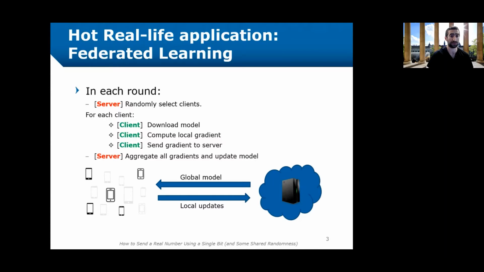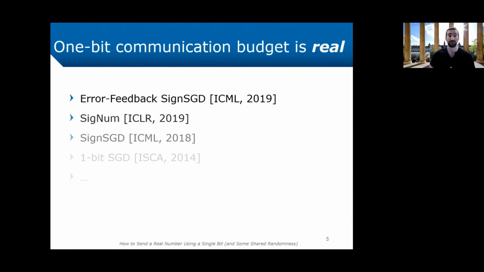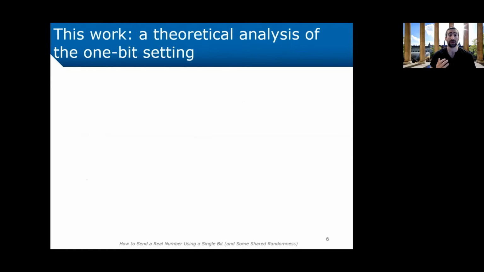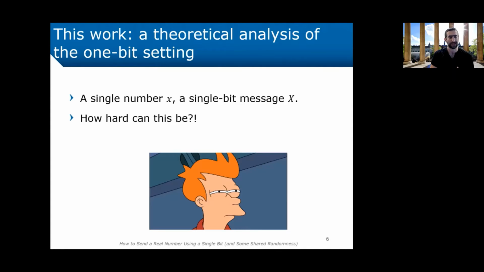In the machine learning community, a lot of focus was given to the setting where we want to send each number with just one bit. Today we're going to have a theoretical analysis of this one bit setting where we have a single number X, a single bit message, capital X, and that's it. It sounds easy, right? Like how hard can it be? Okay, we'll get to that.